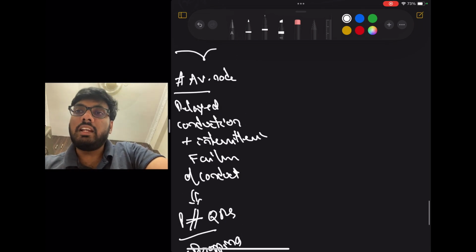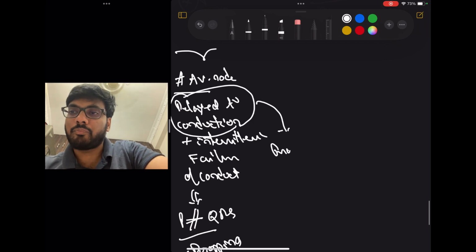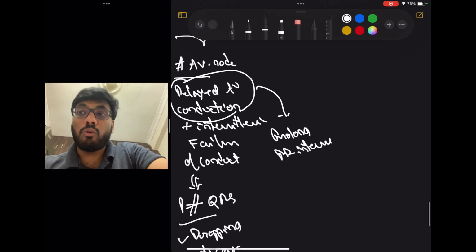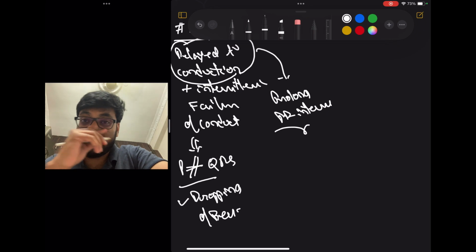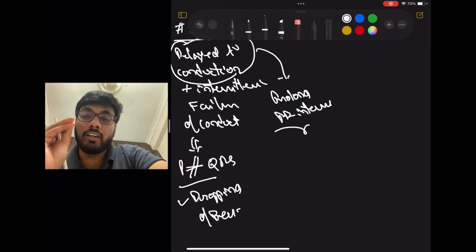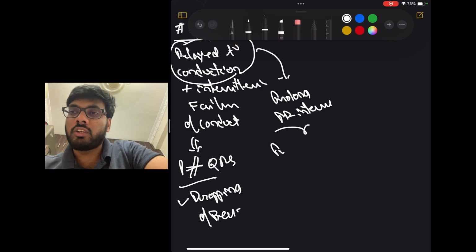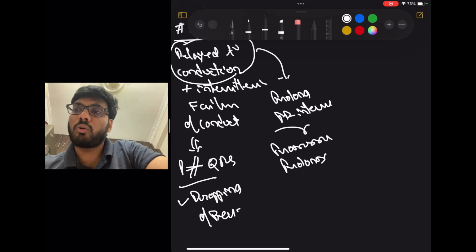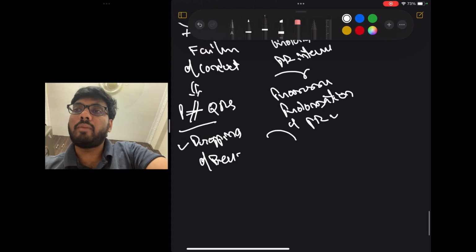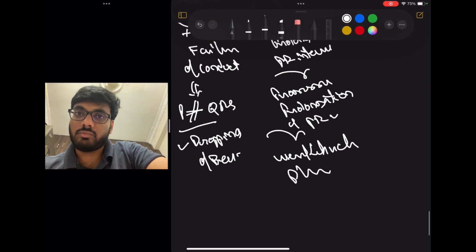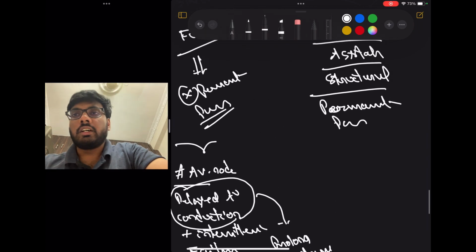Because of the delayed AV conduction, what we get on ECG is a prolonged PR interval. This prolonged PR interval shows one phenomenon: progressive prolongation, seen because of the fatigue of the AV node. This is called progressive prolongation of the PR interval. This is known as the Wenckebach phenomenon, classically seen in Mobitz type 1.